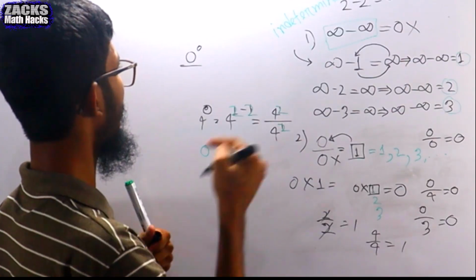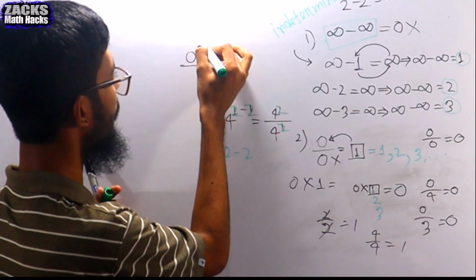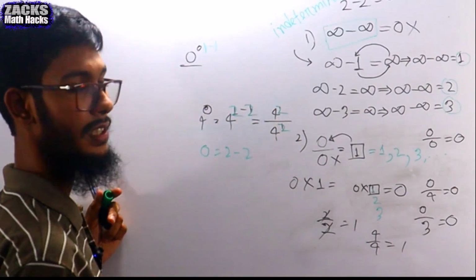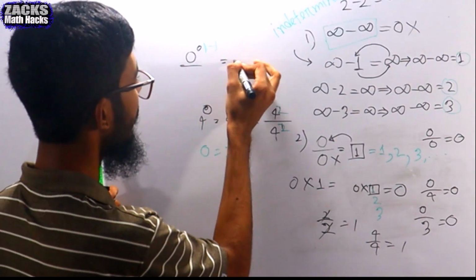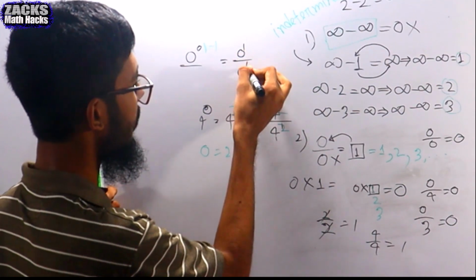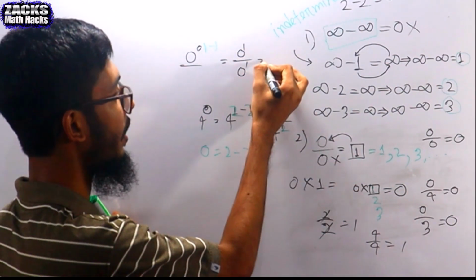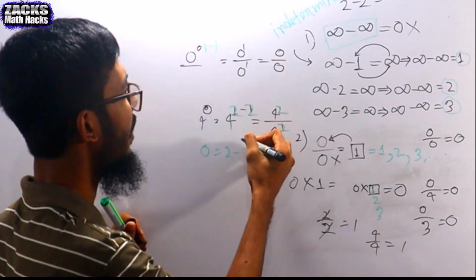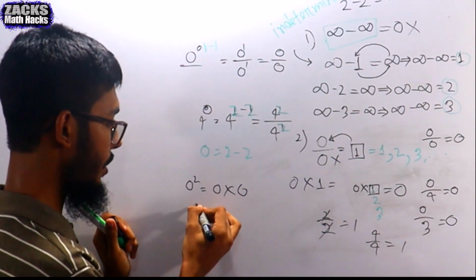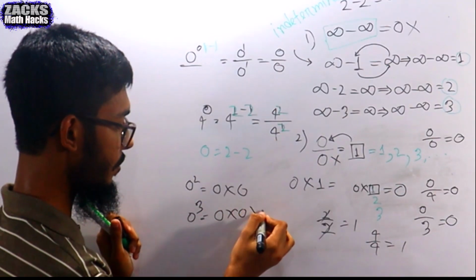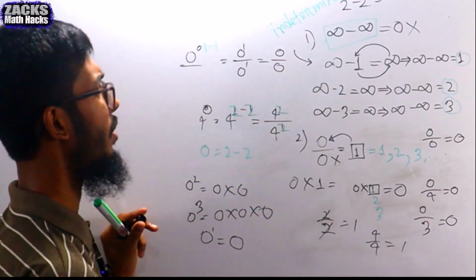First of all, consider this 0. Can I write it this way? 0 equals 1 minus 1. Yeah, certainly. Then I'm writing 0 to the power 1 by 0 to the power 1. 0 to the power 1 means certainly 0. 0 to the power 2 means what? 0 multiply 0. 0 to the power 3 means what? 0 into 0 into 0. So 0 to the power 1 means what? Only one 0, right? So the answer is 0 divided by 0.